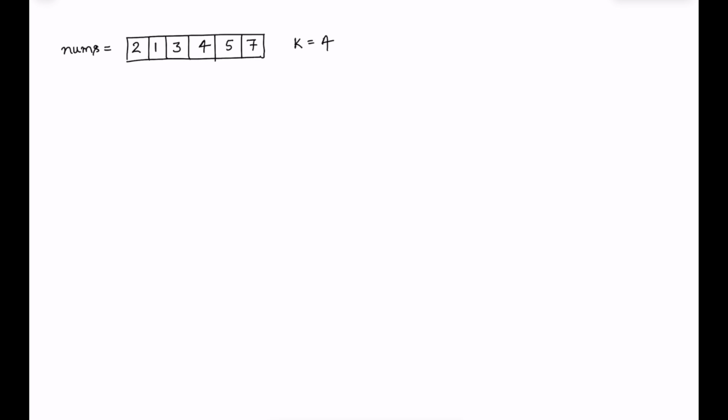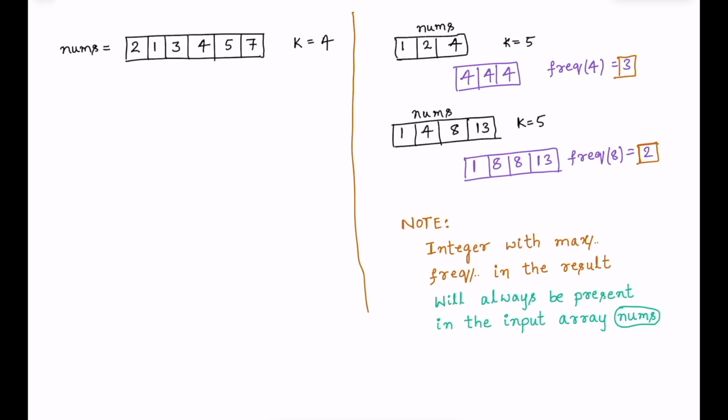From the previous two examples, we can note one thing. After performing at most k increment operations, we get this resulting array. The maximum frequency in this resulting array is 3, and the integer that has the maximum frequency is 4. Notice this integer is always present in the input array. Same in example 2.